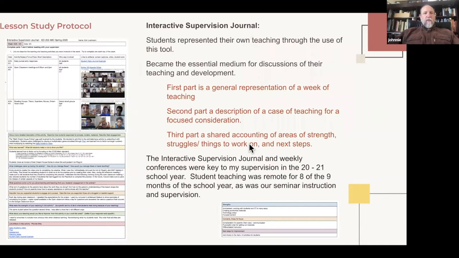And I've shared this with folks over the last couple of years, and at last year's conference as well. The lesson study protocol is built around the Interactive Supervision Journal, and it's a terrible title. I think other folks have given it a better name. Essentially this was a form that student teachers would use for each of their sessions with me. So once a week, they would complete this form. And there are 3 parts to this.